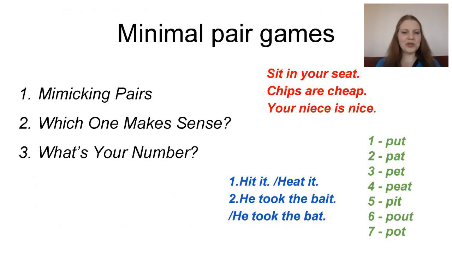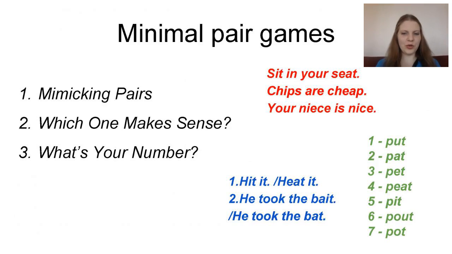The second game you can use is called Which One Makes Sense, and you present your students with two sets of possible answers to a question. For example, we have hit it and heat it, and you tell your students the soup is cold, what should I do? And they should choose the correct minimal pair. Or, for example, you ask them, what did he take fishing? And your student should say, he took the bait, not he took the bat. And this fun game challenges students to listen for specific vowel sounds and kind of test their vocabulary as well.